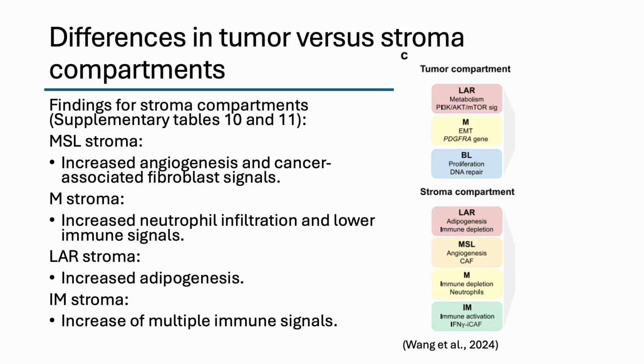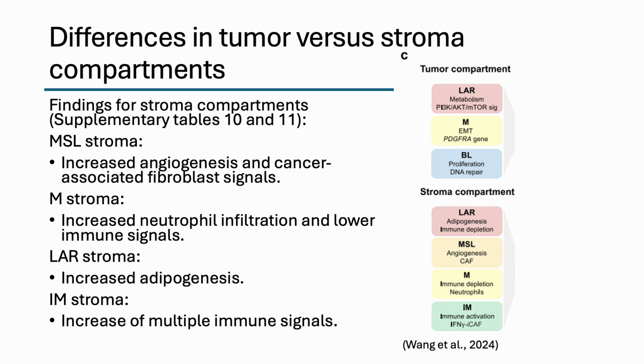Both stroma and tumor compartments are critical for the classification of triple-negative breast cancer, and spatial transcriptomics reveals what RNA-seq simply cannot: the heterogeneity of tumor cells. Findings for stroma compartments from supplementary tables 10 and 11 find that mesenchymal stem-like stroma have increased angiogenesis, so the increased formation of new blood vessels, and increased cancer-associated fibroblast signals.